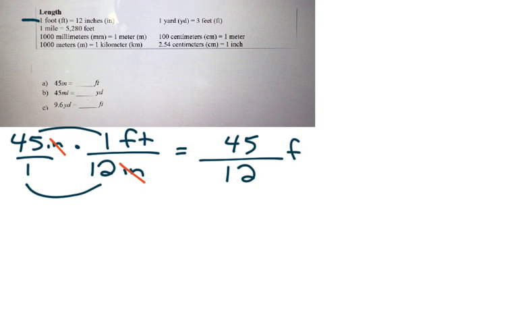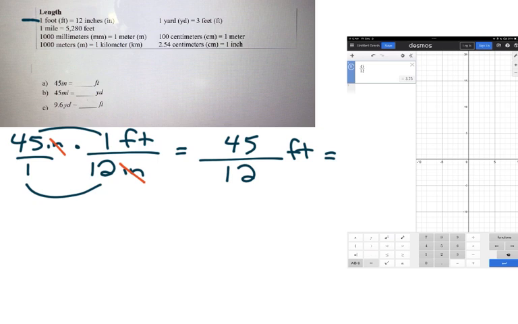And then on our calculator, we want to divide those two up. We will get a decimal in this case. And we can see on our calculator, 45 divided by 12 is 3.75, and that is an acceptable answer on this problem. So 3.75 feet in this case.